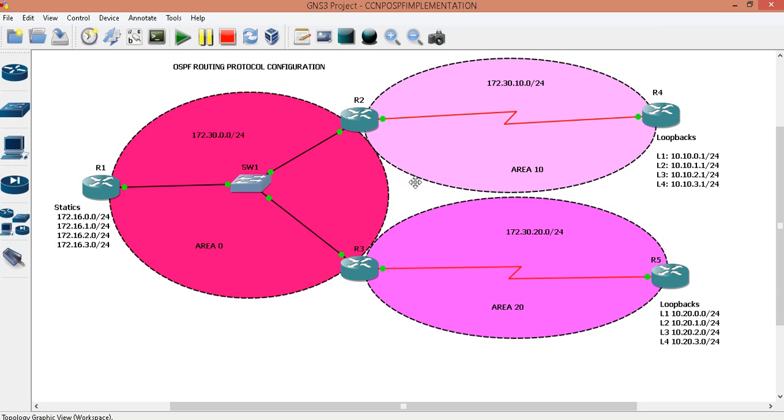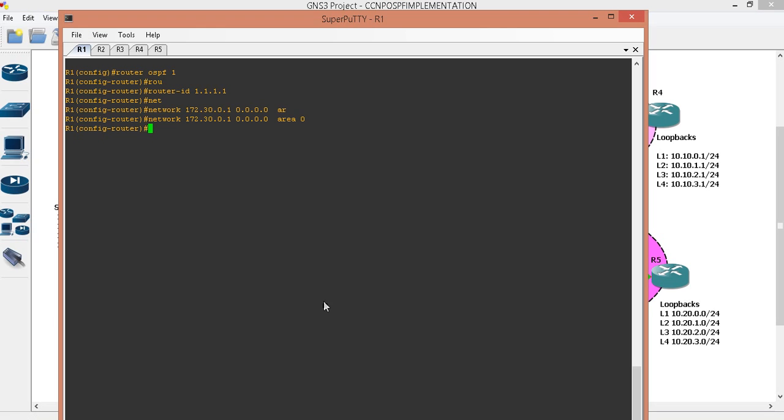Remember, when designing the OSPF network, you can have a multi-area network, so that all the other areas are connected to area 0, which is the backbone area. So I have the network command and area 0. Good.